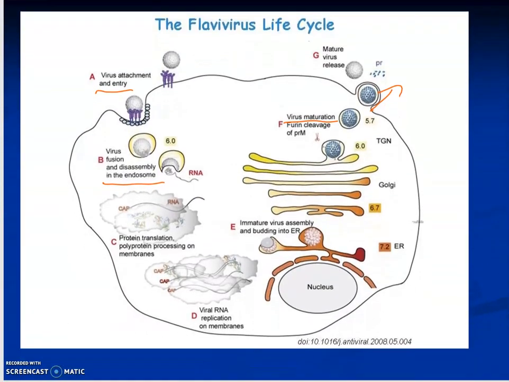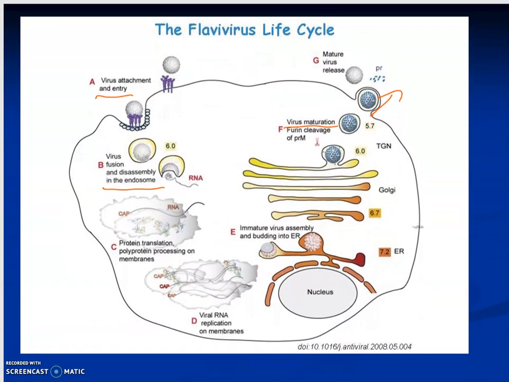Here the flavivirus life cycle is pretty generic. You're starting out with virus attachment and entry into a host cell, and then virus fusion and disassembly happens. Then the virus will instruct the host cell to make more viral particles, which need to be assembled, and then it leads to virus maturation, and then the virus will bud off the host cell and leave the host cell, to infect more tissues.